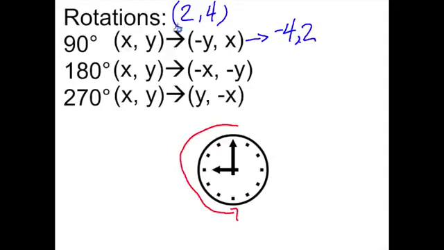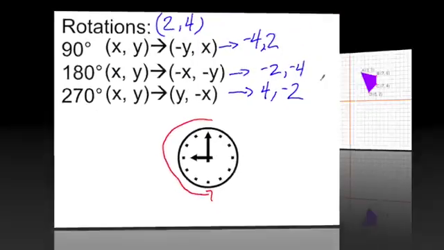Now, what about for the 180? Well, if our original coordinates were 2, 4, which they are, we're simply going to change the signs of both of them. So we'll have -2, comma, -4. See how we apply that rule? For 270, again, if we're starting with the 2, 4, we'll put the 4 up front, and we'll change the sign of the 2 so it'll be -2. And that's it. That's applying the rules given a point.